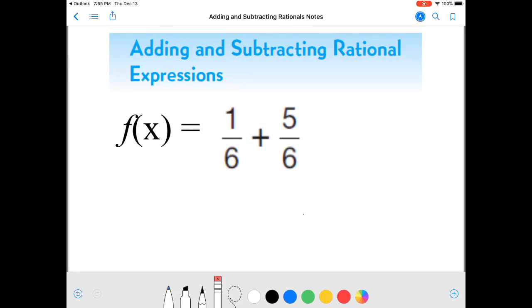Today we're going to be talking about adding and subtracting rational expressions. Please take out some paper and something to write with, either a pen or a pencil, because we're going to be taking notes for a bit.